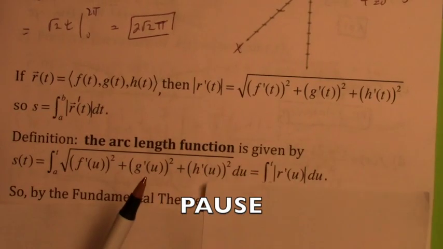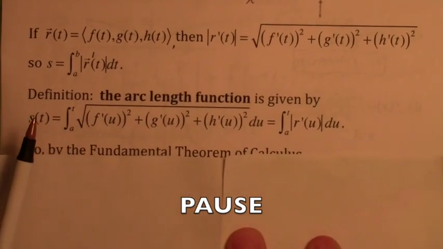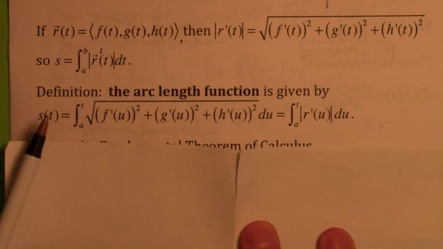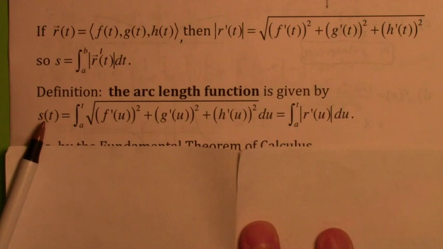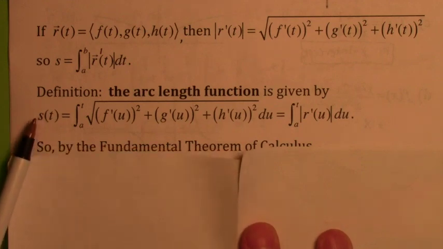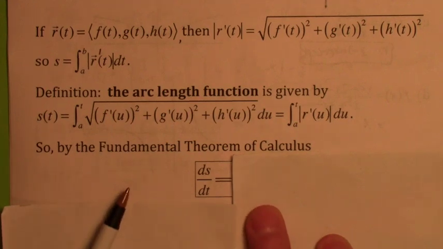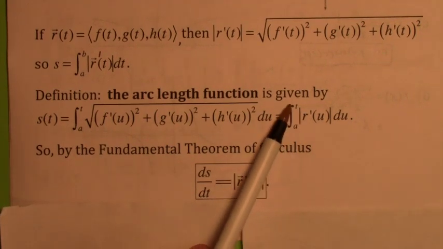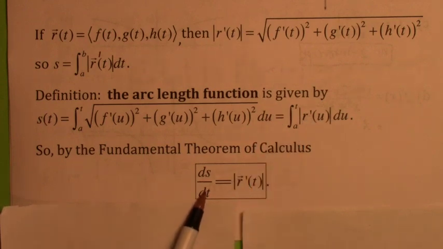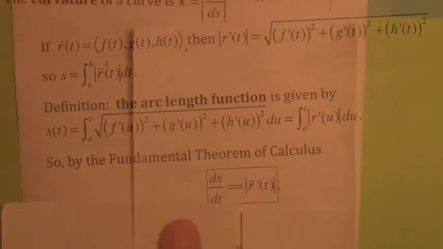Anyway, by the fundamental theorem of calculus part 1, what is ds dt equal to? See if you can tell me that. What is ds dt equal? ds dt equals the integrand evaluated at the upper limit. So ds dt, the rate at which the arc length is changing with respect to time, is the magnitude of r prime. That's a nice little fact that we're going to use in just a minute.